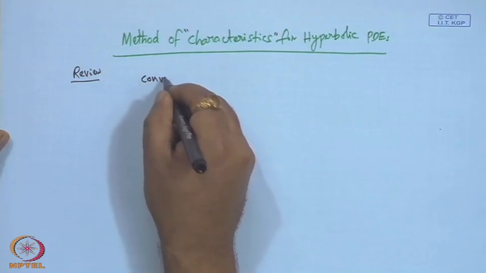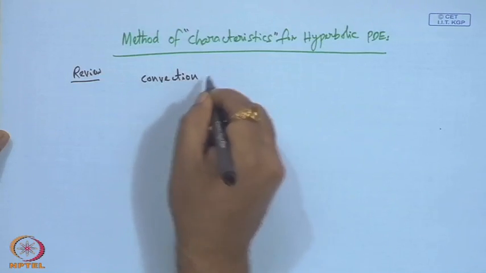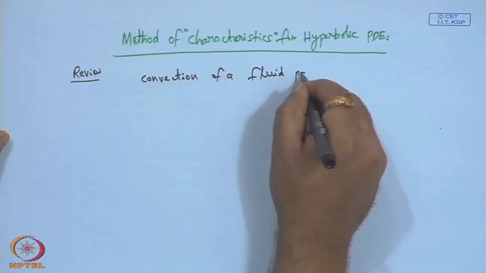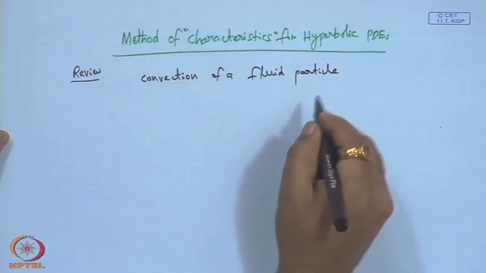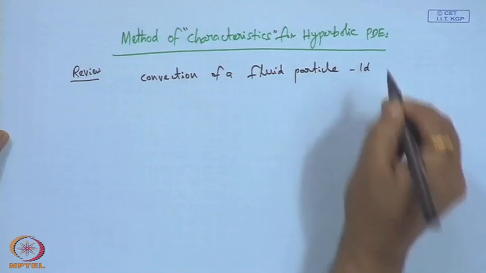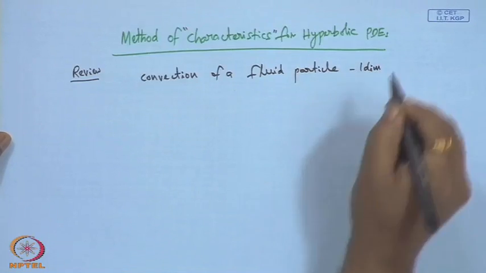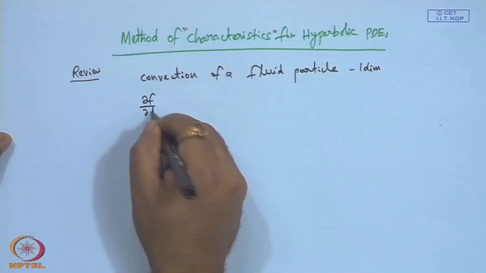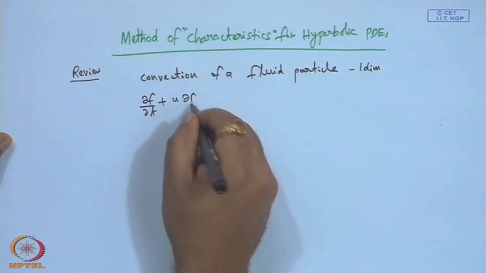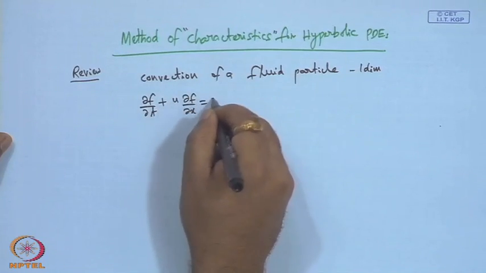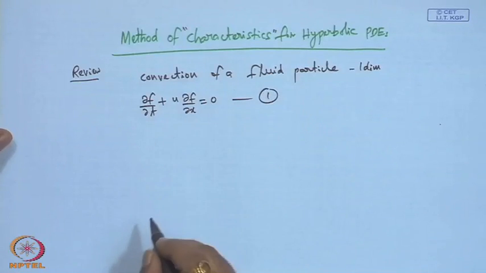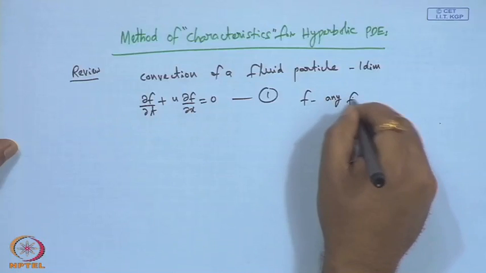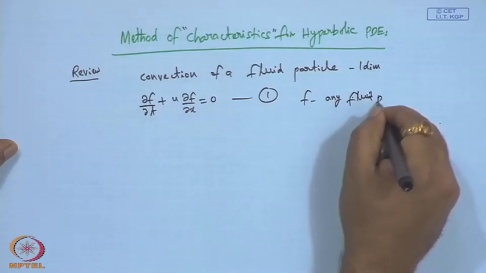For the review, it would be better to consider a physical example: convection of a fluid particle. Say we want to discuss it in 1 dimension. The corresponding equation is ∂f/∂t + u ∂f/∂x equals 0, where f is any fluid property.